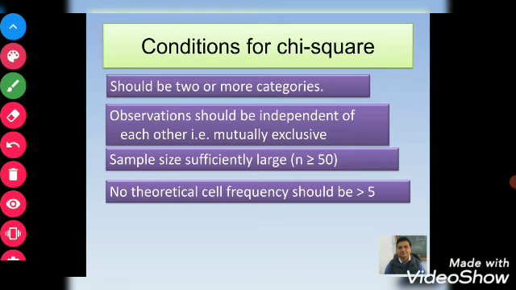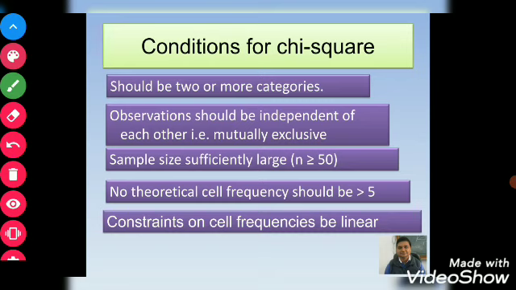Then no theoretical cell frequency should be less than 5. It should not be less than 5, it should be greater than 5. So suppose you are having calf birth and you are having two cells, male and female. So in male or female, the frequency should not be less than 5. That is the condition for chi-square.